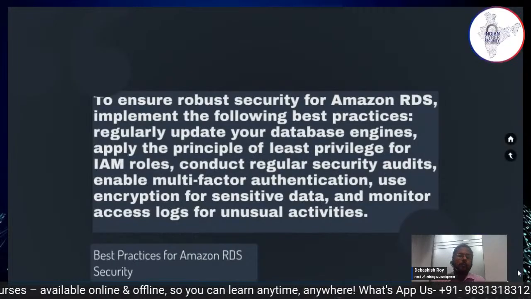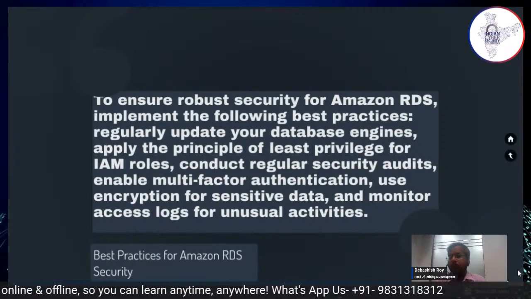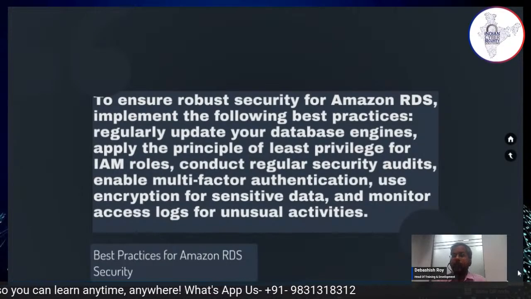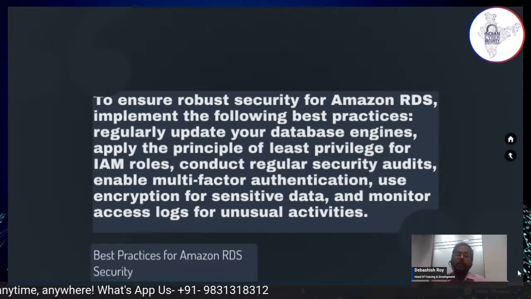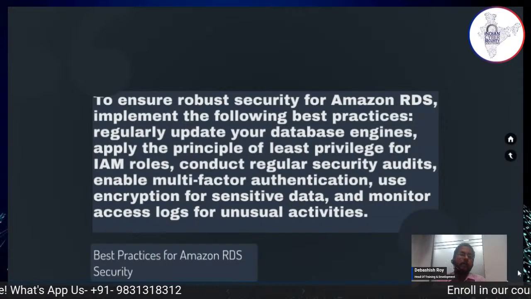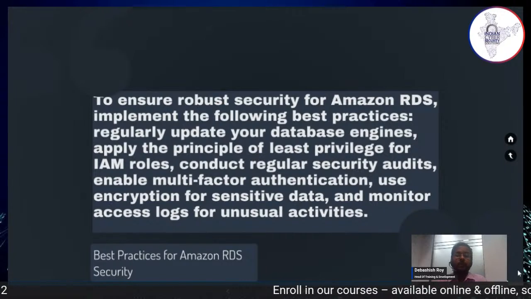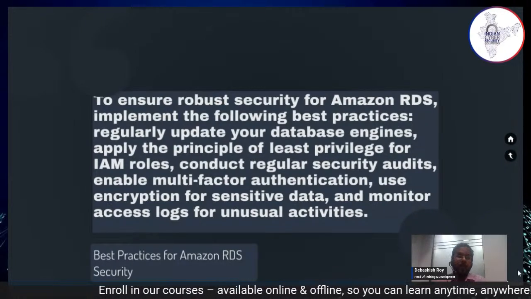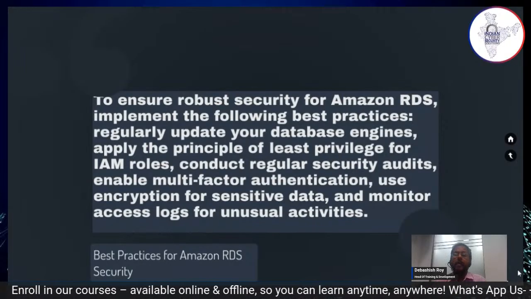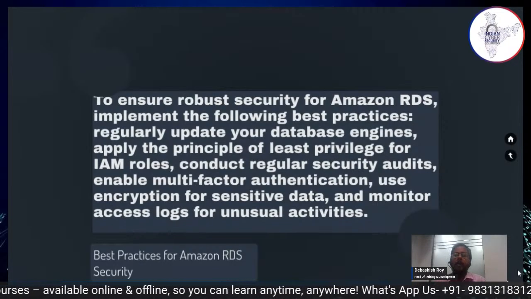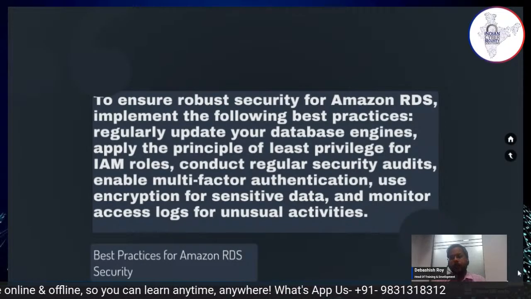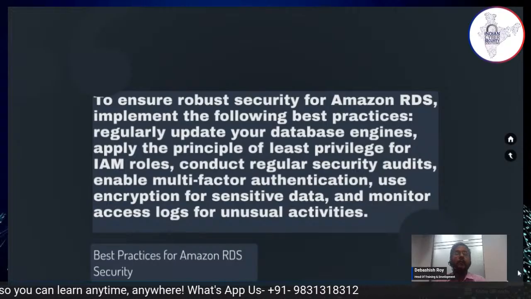To ensure robust security for Amazon RDS, you have to implement the following best practices: regularly update your database engine, then apply the principle of least privilege for IAM roles. Whatever permissions are needed, only give those. Regularly deploy the patches, conduct regular security audits, enable MFA, multi-factor authentication, use encryption for sensitive data, and monitor access logs. So these are the activities that you have to follow.